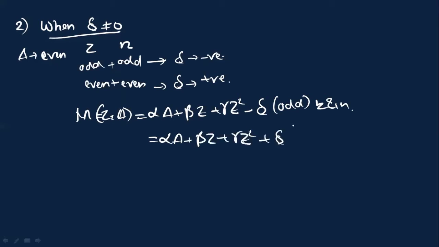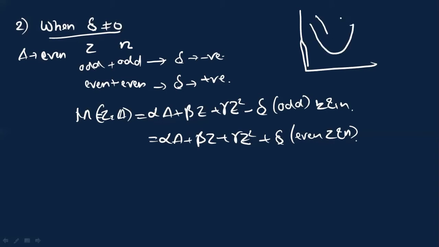Okay, plus delta when both are even. All right, now let's see the graph. When you see the graph, you will have two parabolas here.